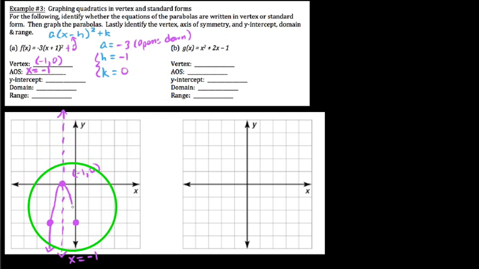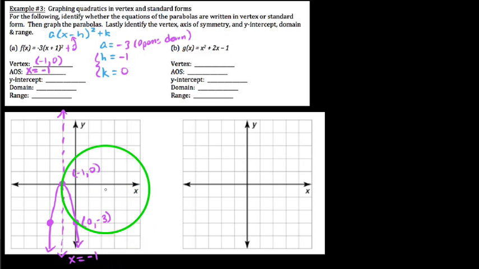So here's our parabola here, and I can just by observation determine that the y-intercept in this particular instance is the point 0 comma -3. So we'll list this up here as well. So 0, -3. So last but not least, we want to discuss domain and range.